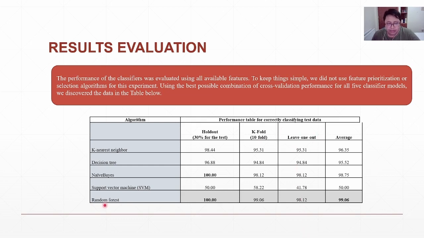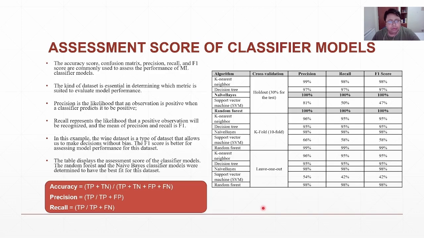We can see that random forest classifier always had a good reputation for accuracy rate. We can see that random forest classifier can get up to 99.06%. If we use holdout technique, it can go up to 100%. We use a confusion matrix to assess performance of the classifier.